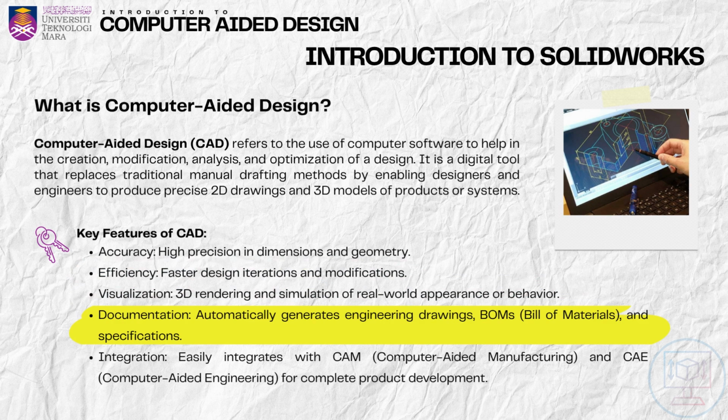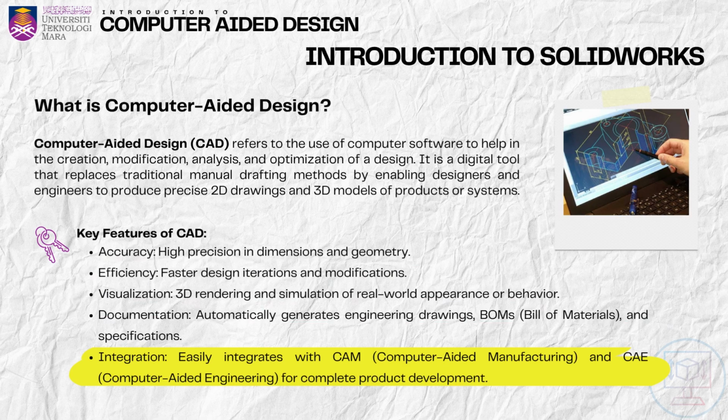Documentation. CAD can automatically generate important engineering documents, like detailed drawings, bill of materials which list all the parts needed, and specifications. Integration. It easily integrates with other computer-aided tools such as CAM, which stands for Computer-Aided Manufacturing, and CAE for Computer-Aided Engineering. This creates a seamless workflow for complete product development.